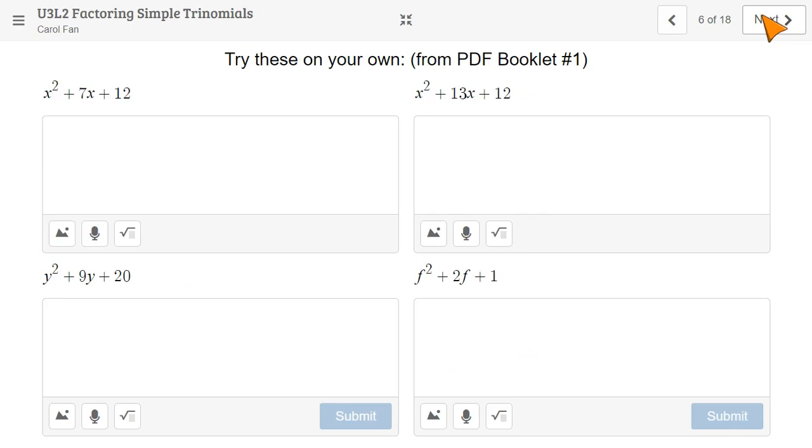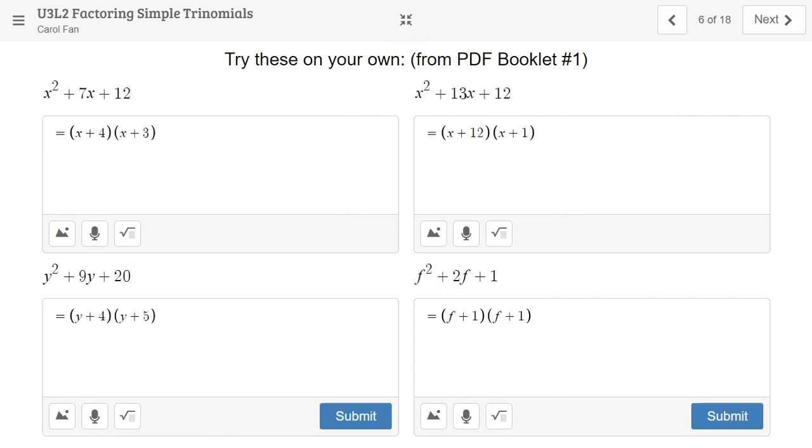Okay, for the next couple slides, I'd like you to try this on your own. Pause the video and try it. Here are the solutions for the slides.